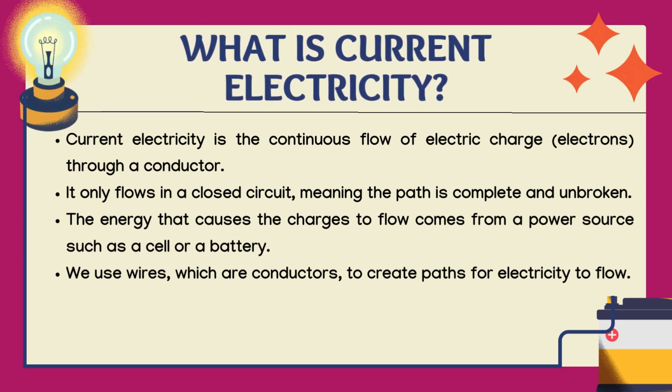Current electricity is the electricity that moves. It's not just sitting still. It's the electricity that flows through wires in your home, in your phone charger, and in light bulbs. This flow of electricity is caused by tiny particles called electrons. For these electrons to move, they need a full path or loop to flow through. That loop is called a closed circuit. If there is a break in the circuit, the electricity can't flow. The energy to make this happen comes from a source like a battery or a cell.